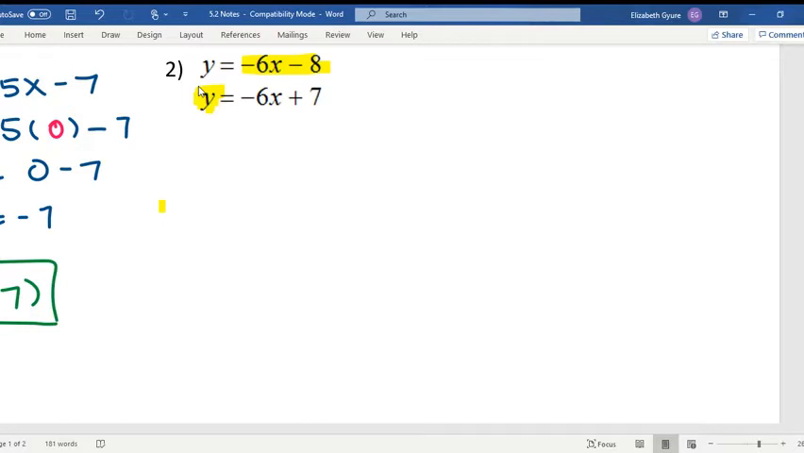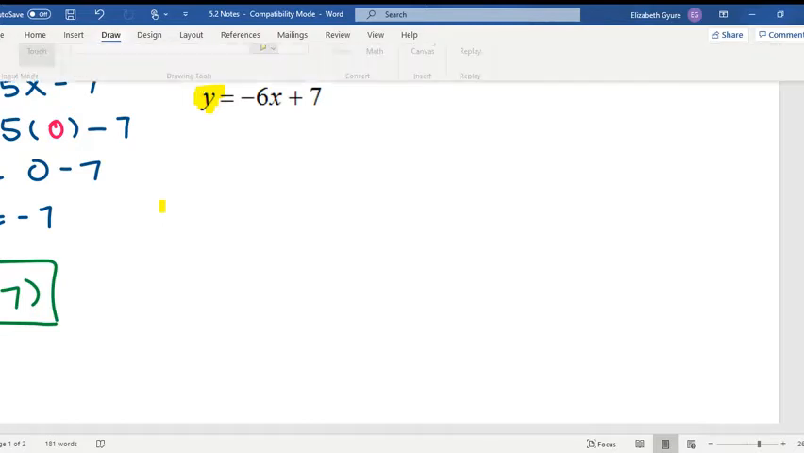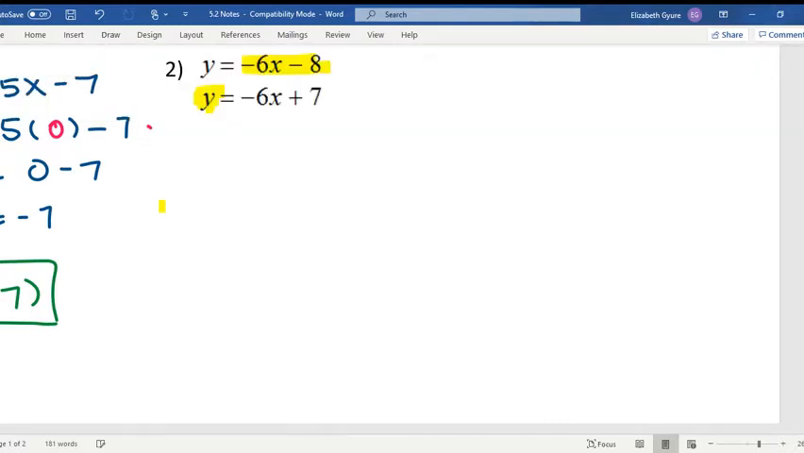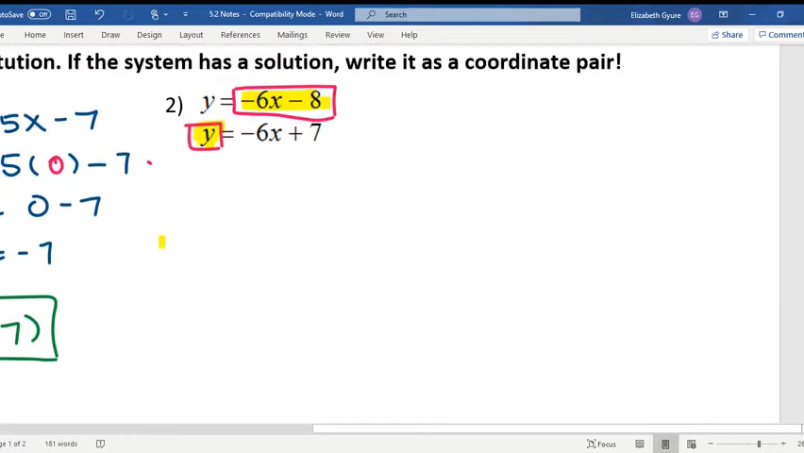So what we're going to do here is these both equal y, so they equal each other. So again, follow my process again. This top equation, you have y equals -6x minus 8, right? That's what y equals. Where do you guys see a y in the second equation? On the left, right? So what we're going to do is we're going to take this top equation and we're going to plug it in where y is on the left.